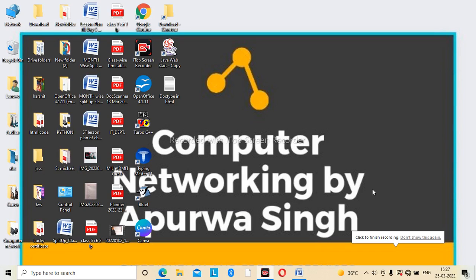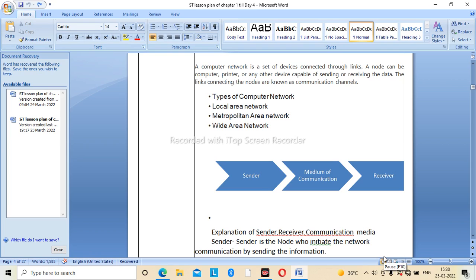Networking session for CBSE class 8, where I will discuss some important concepts first. You can see I have here a presentation in which I have written some documents about computer network. First of all, what is the definition of computer network? A computer network is a set of devices connected through links. A node can be a computer, printer or any other device capable of sending or receiving data.